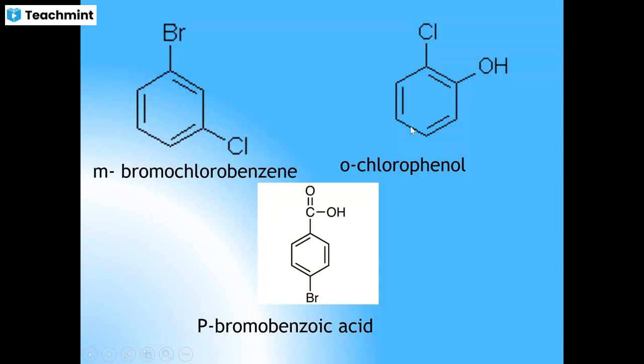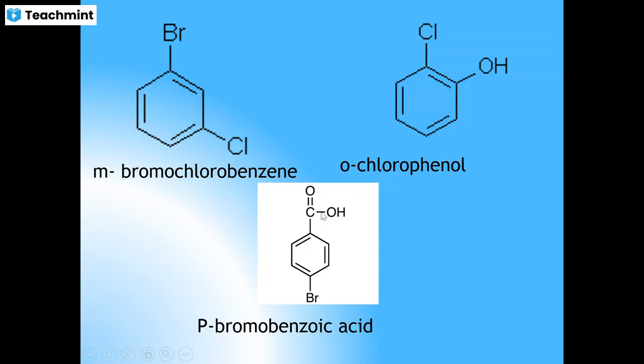Then in this case, the OH group means a hydroxy group is present on the benzene ring. Definitely it will become hydroxybenzene, that would become phenol. On phenol, chlorine is used as a substituent at the ortho position, at the adjacent position. So definitely o is used for ortho, then dash chlorophenol. Chloro is the prefix used for the chlorine substituent. So ortho-chlorophenol is the name of this compound.